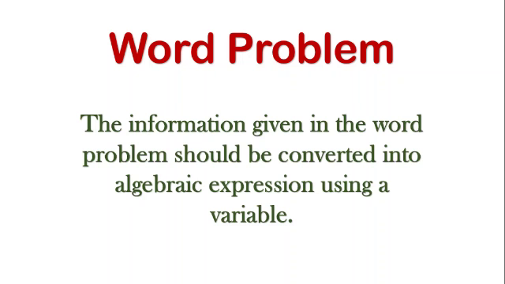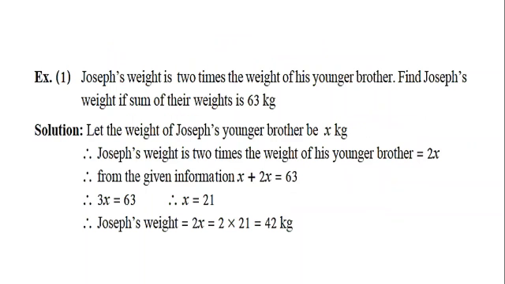Word problem. The information given in the word problem should be converted into an algebraic expression using a variable. Here we need to understand the sentence very carefully so that we can convert the sentences into proper equations using variables and certain signs. So let's start with the first example. It says Joseph's weight is 2 times the weight of his younger brother. Find Joseph's weight if the sum of their weights is 63 kg.